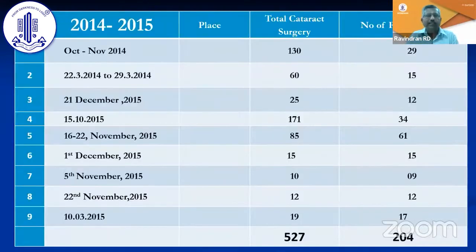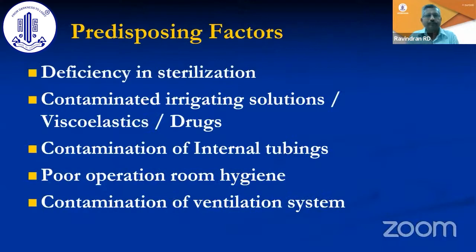Again in 2014-15, there were one or two instances. The government collected all the instances and reported about 9 instances brought to government notice, wherein about 204 of the 527 patients operated in those 9 instances had endophthalmitis. They occurred in different places in the country. This happens every year, at least several times. Even recently, we had 2 episodes of endophthalmitis which were reported nationally.